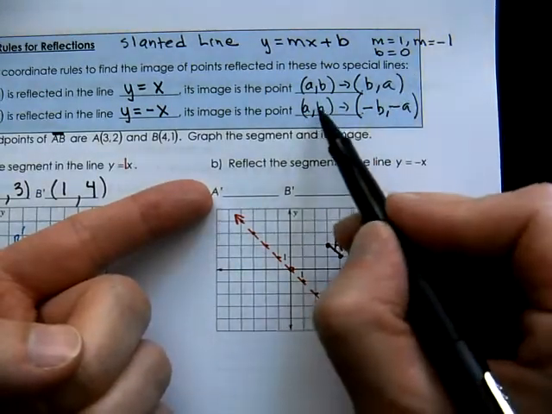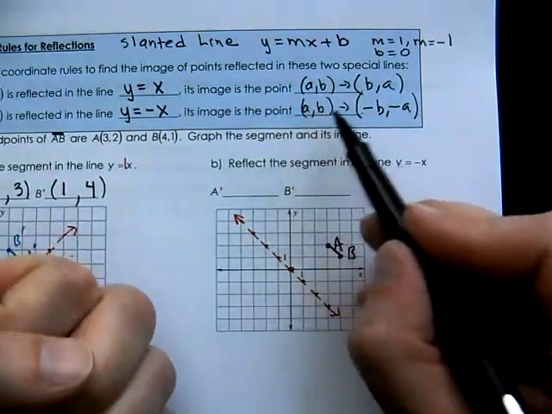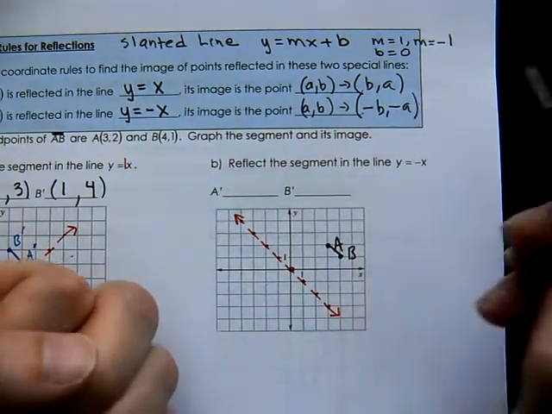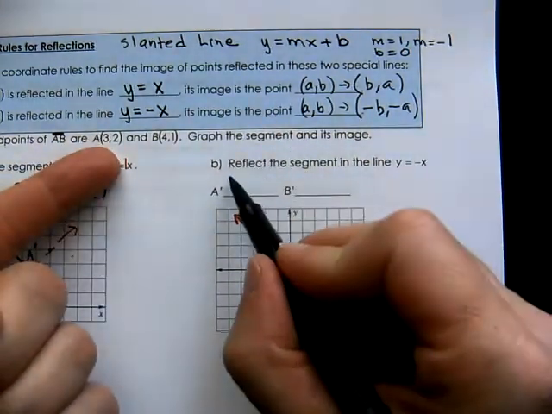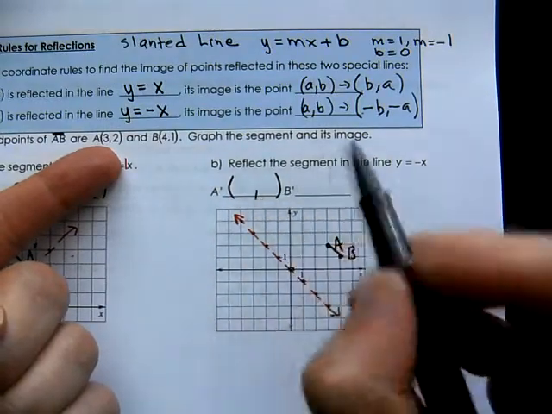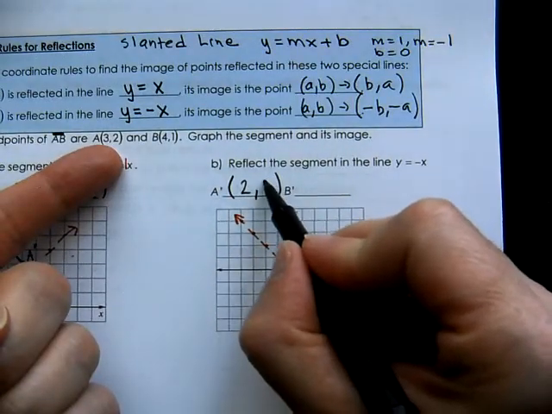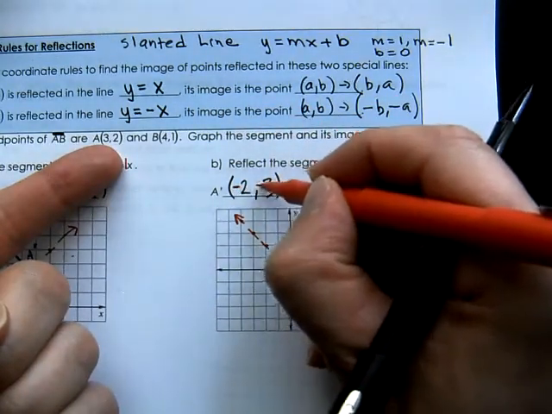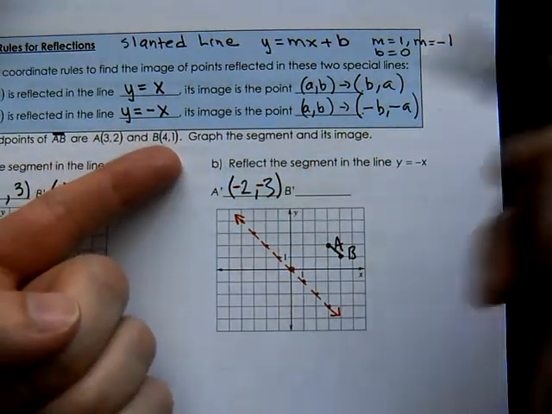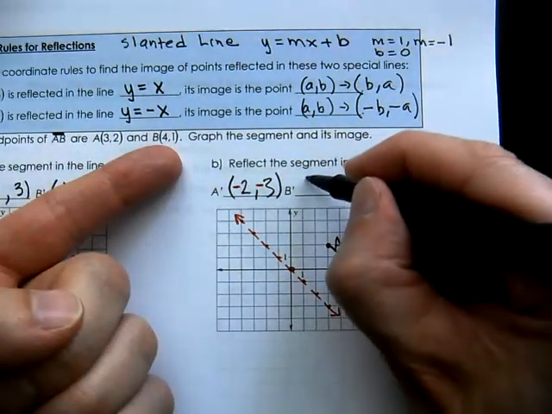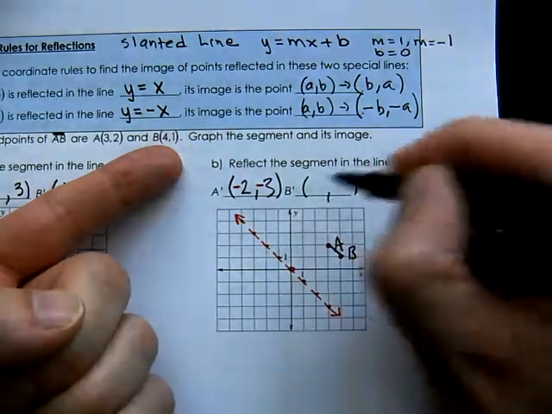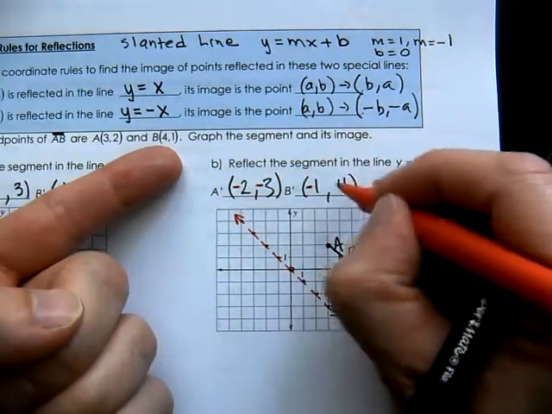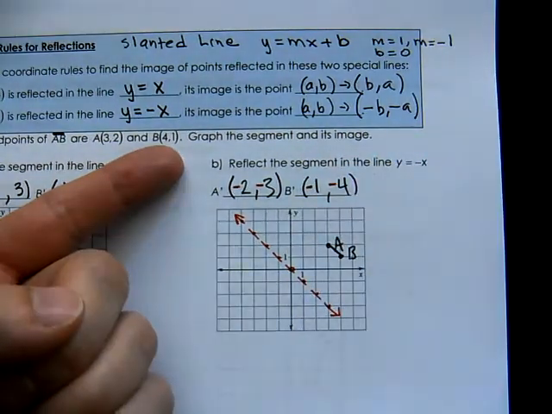So the rule says take the coordinate point, switch them around, so what used to be in front is now in back. What used to be in back is now in front, and then change the signs on both. Okay, so take point A first, switch the numbers around, and then change the signs on both. Point B becomes B prime now. Switch the numbers around, and then change the signs on both. And that's where we will end up graphing.